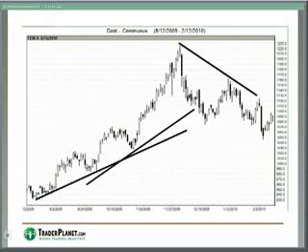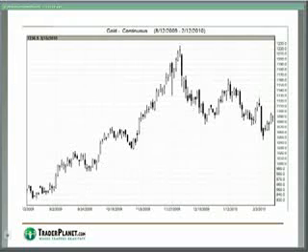A lot of factors go into what makes a trend line and what is its value. Very subjective sometimes in terms of where you want to place that trend line.